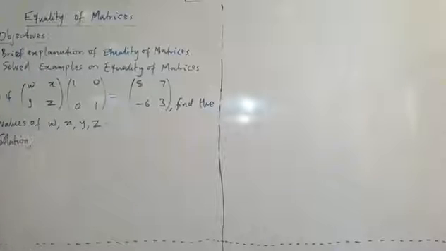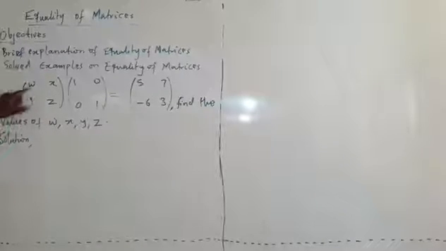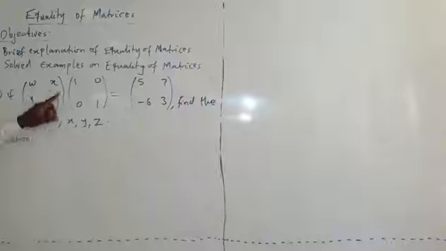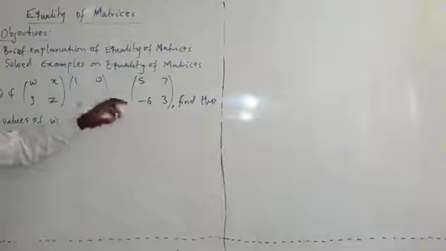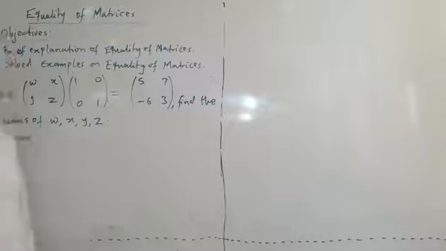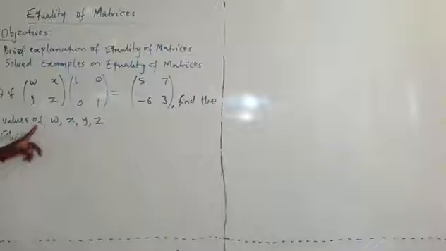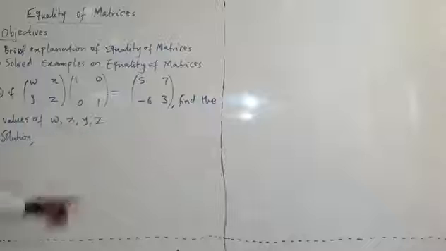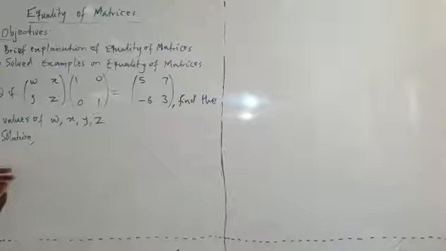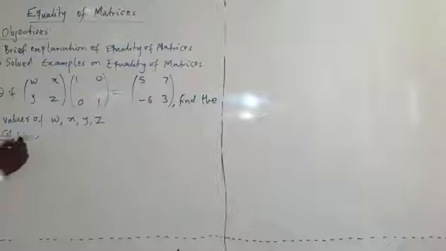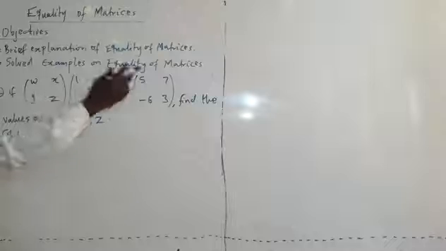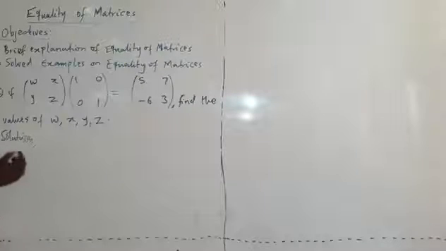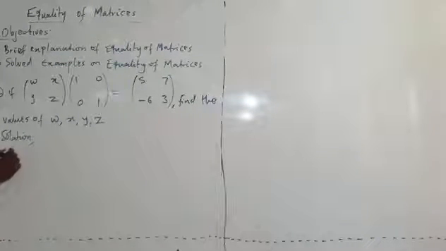Example 2 says if matrix WXYZ multiplied by matrix 1001 equals matrix 5, 7, minus 6, 3, find the values of W, X, Y, Z. To do this, we are going to follow the same method as example 1. So we multiply the first two matrices on the left hand side, and we now equate it to the matrix on the right hand side.